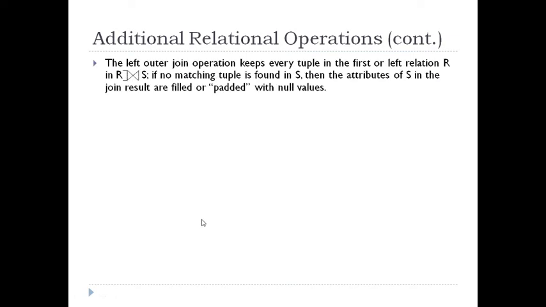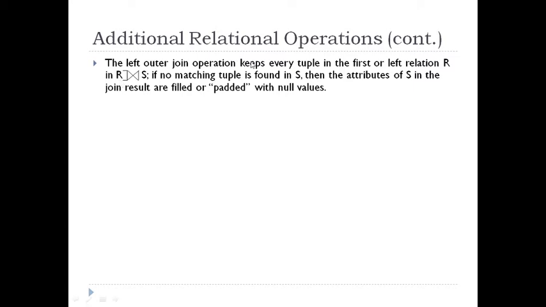Now there are three different outer joins. The first one, the left outer join. So the left outer join keeps every tuple in the first or left relation R. See, this is the representation or the notation. So it will keep every tuple which is there in R, that is the first operand relation.